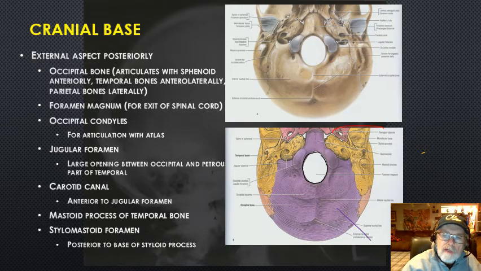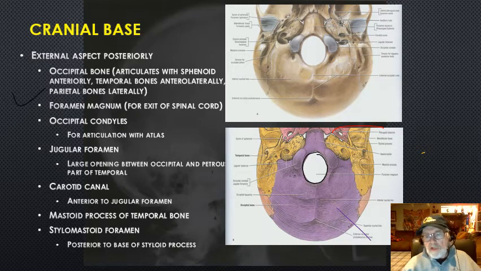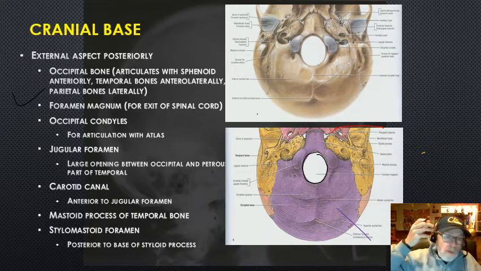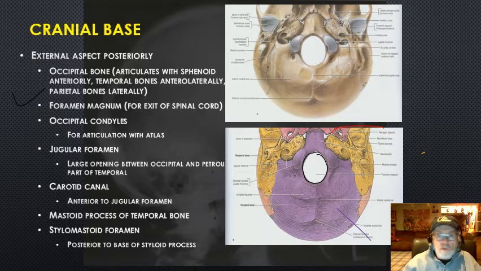Okay, and this large thing right there is called the Foramen Magnum. Foramen means hole, obviously, and magnum means large. So it's a very large hole. And this Foramen Magnum is for the spinal cord to leave. Once the spinal cord comes out of the brain, it has to go somewhere. It can't just automatically teleport itself to the other side of the skull. So it comes out through this hole.